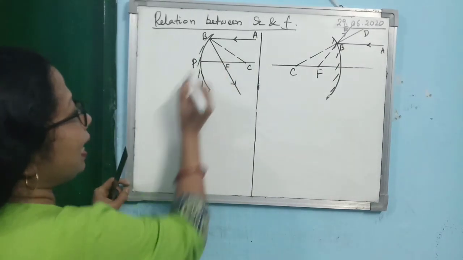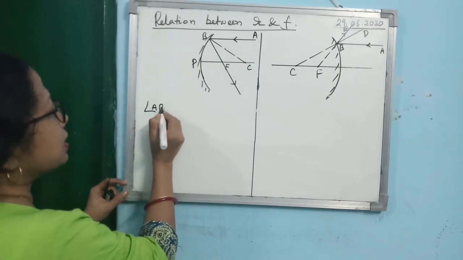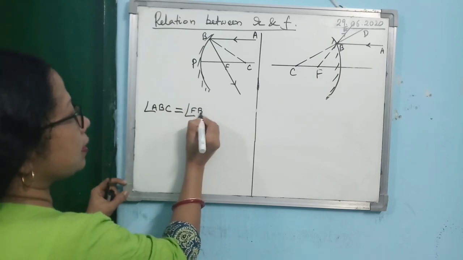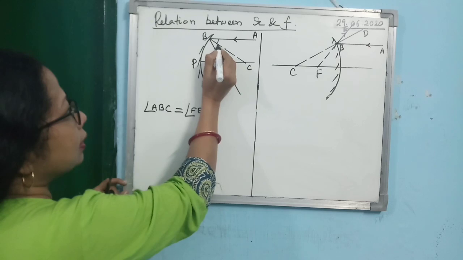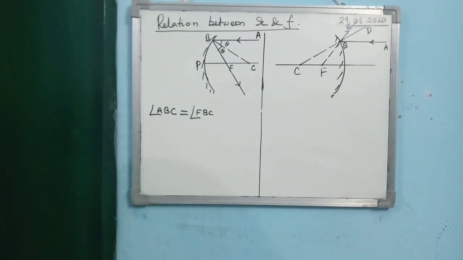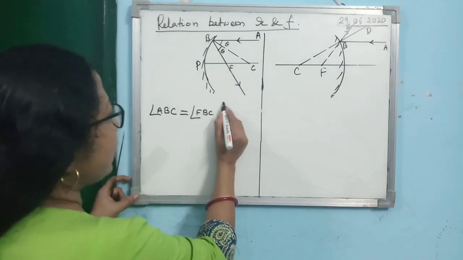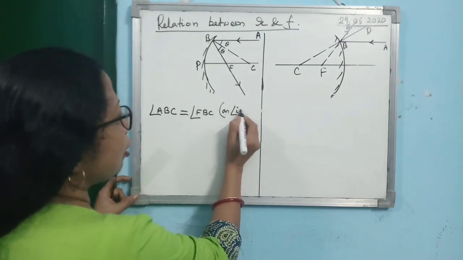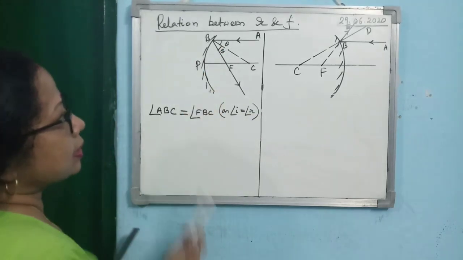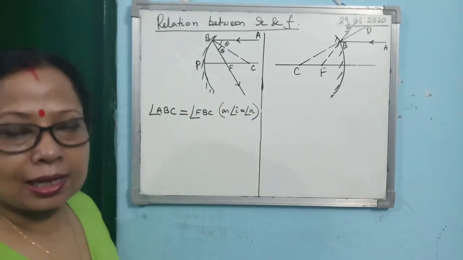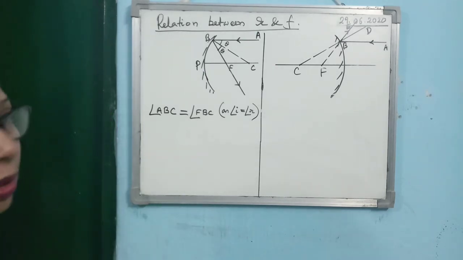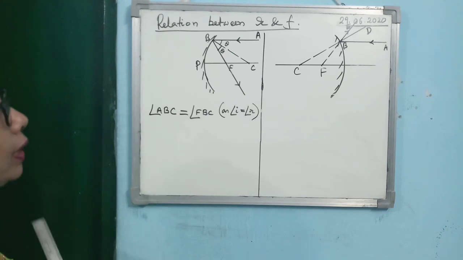So you see, angle ABC is equal to angle FBC. Yes or not? Both of these angles are equal, so let us consider both of them equal to theta. Why are they equal? As the angle of incidence is equal to the angle of reflection. This is the incident ray, ABC is the angle of incidence and FBC is the angle of reflection. Is it clear to everybody what I said?